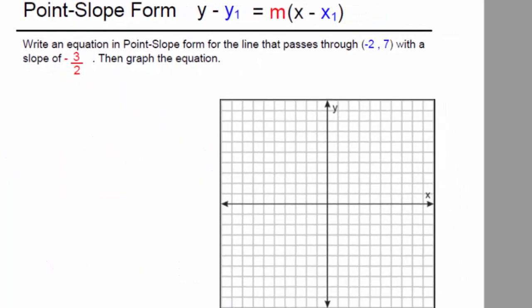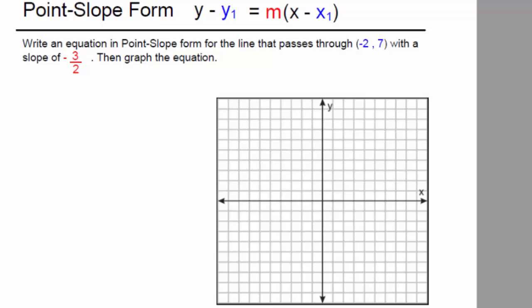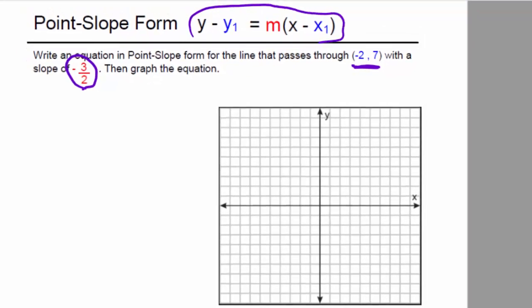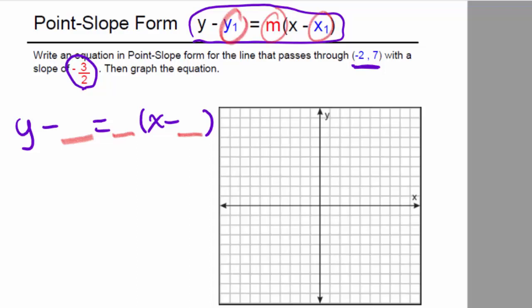All right, so for our first example here, they want us to write an equation in point slope form of a line that passes through this point here, which is (-2, 7), with a slope of negative 3/2, then graph the equation. So we have our point slope form up here. I'm going to write that without the numbers in there. So y minus something equals something else times x minus something else. So what we're really trying to fill in is what goes here, and what goes here. We're just changing out these parameters.